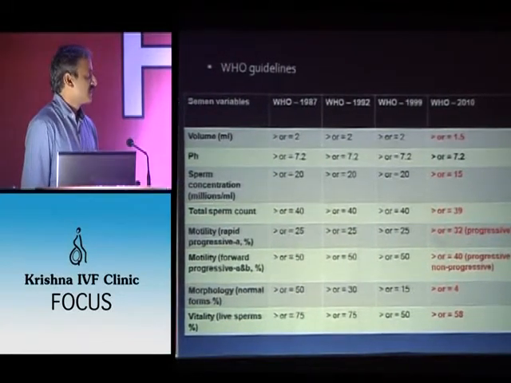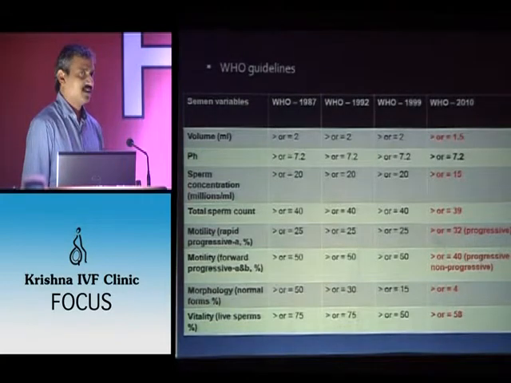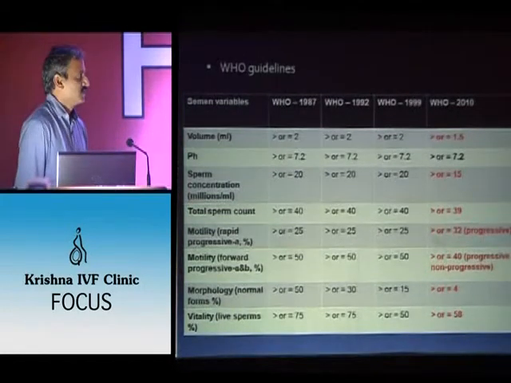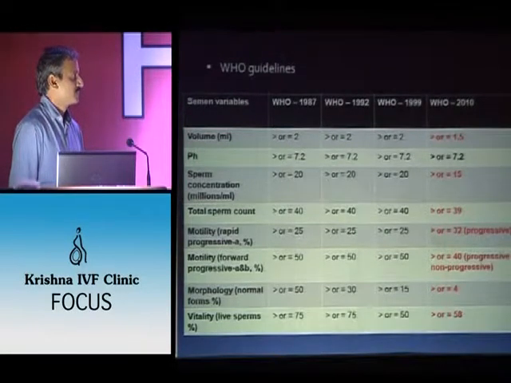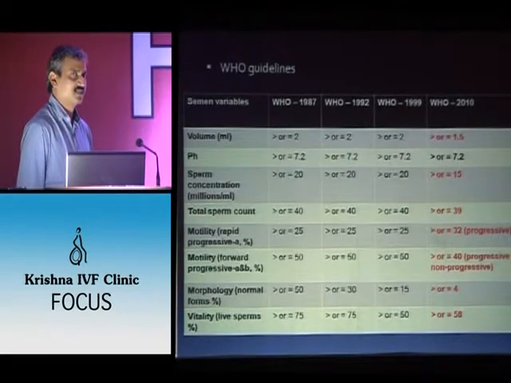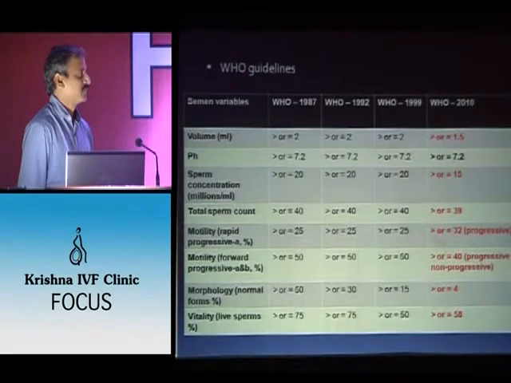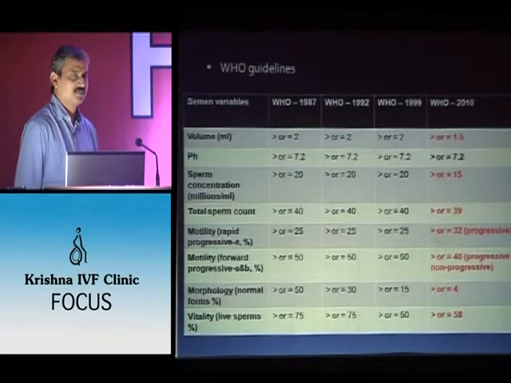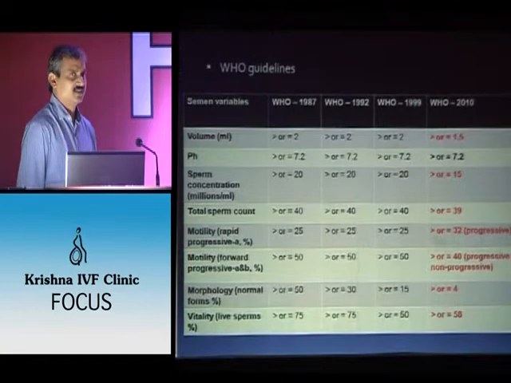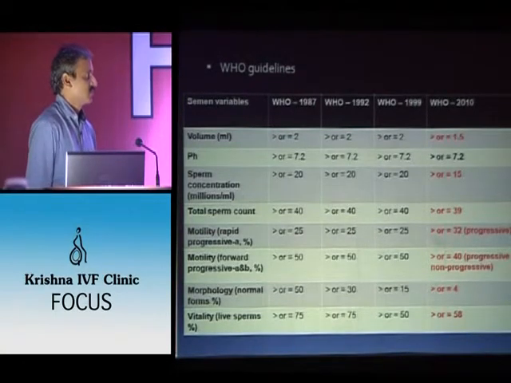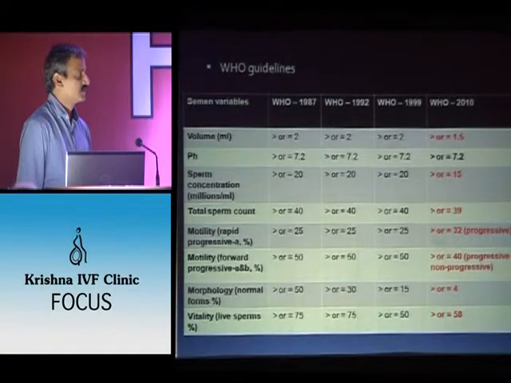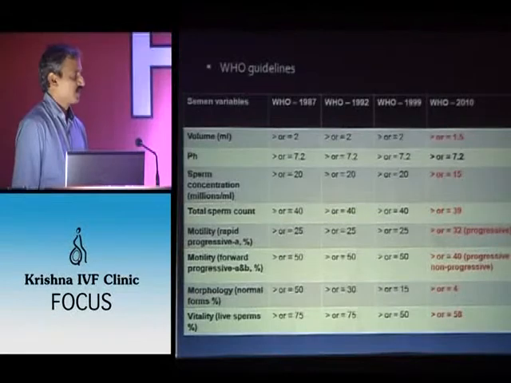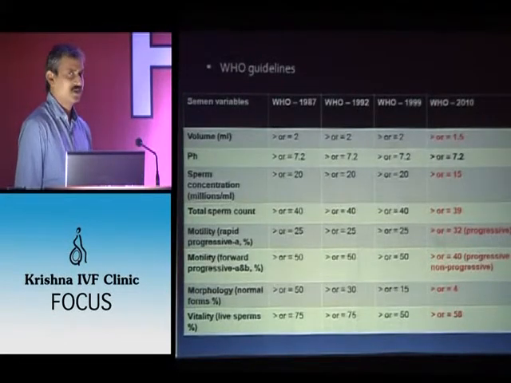WHO introduced guidelines in the year 1987, and periodically they have introduced revised guidelines. Interestingly, in the year 2010, there was a significant difference in the proposed parameters. Volume: now they say a minimum of 1.5 ml is normal. And sperm concentration at least 15 million per ml is normal. Likewise, motility: now they say progressive motility, combining fast progressive and slow progressive, a minimum of 32%, or total motility of a minimum of 40%.